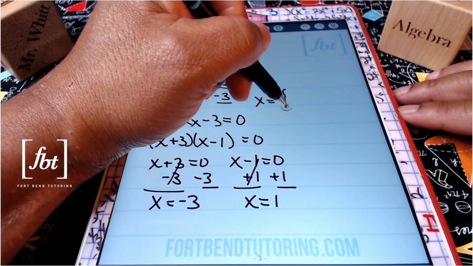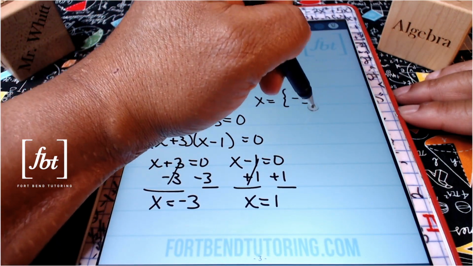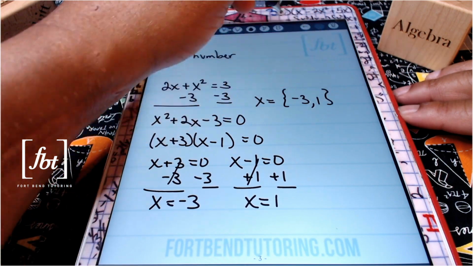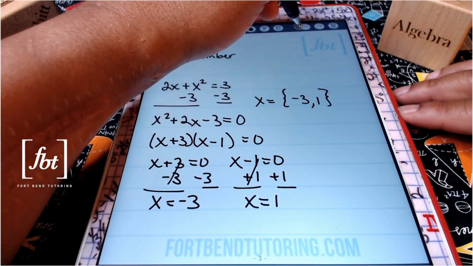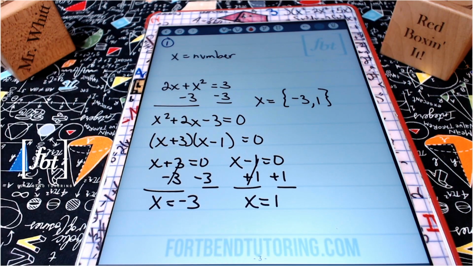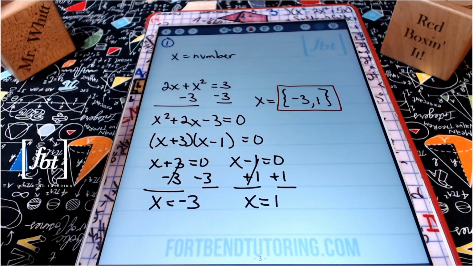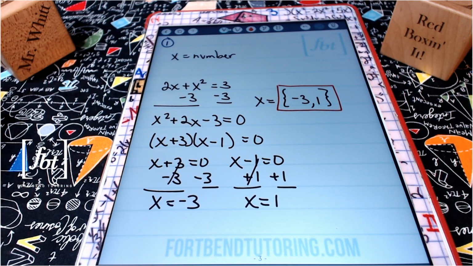No. Still, that's better. There you go. We're going to use negative 3 and 1 within our solution set and red box it. That's right, guys. We're going to box up our solution and keep it protected from the evils of the world. So that completes problem number 1.